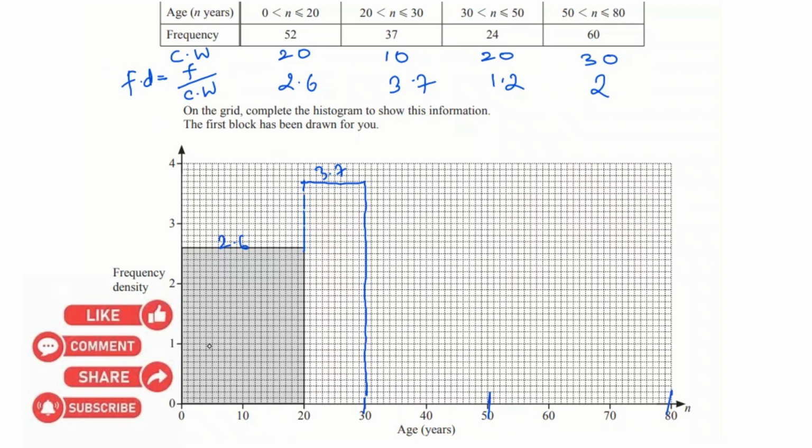This is 1.2, 1, 2, then 2. Not wrong, this is 2. We are done with it.